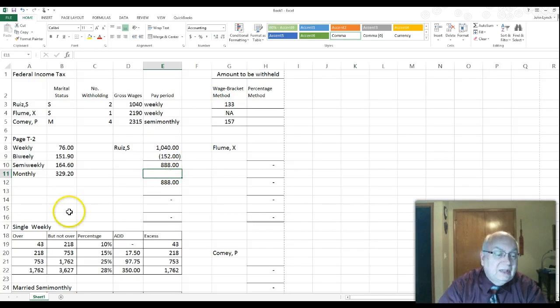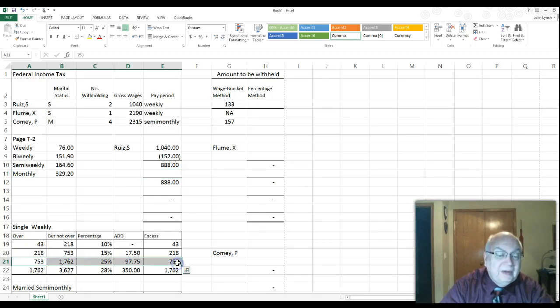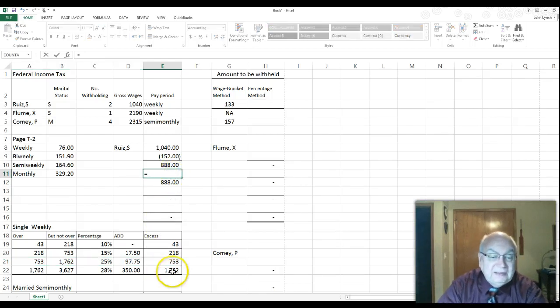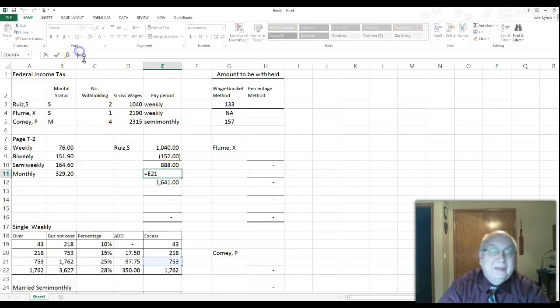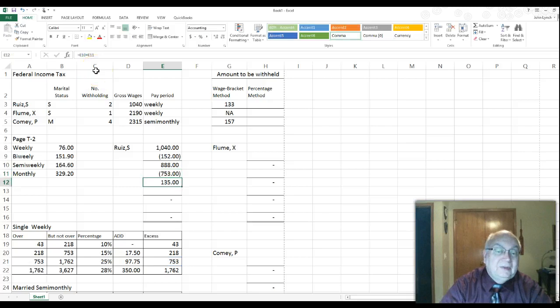Then on the next page, you'll look at the single weekly table, and make sure you get the single, not the married, because they're side by side. And you look at 888, and you see that it falls into this category right here. This is the line we want to use. And you notice the first thing we do, we subtract off the 753. I didn't subtract it, did I? I missed it. Okay, subtract off the 753. Make sure you subtract it, because otherwise don't get upset. That gives you $135.